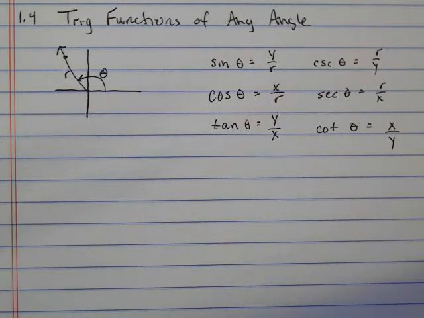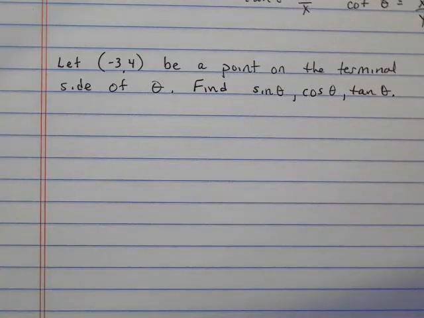If you want to, I'm going to go ahead and pause and write the next example down on the paper. So here's the new problem. Let the point -3, 4 be a point on the terminal side of theta.